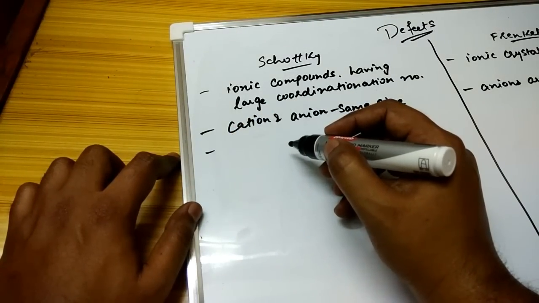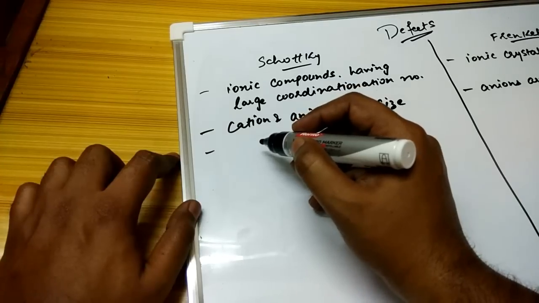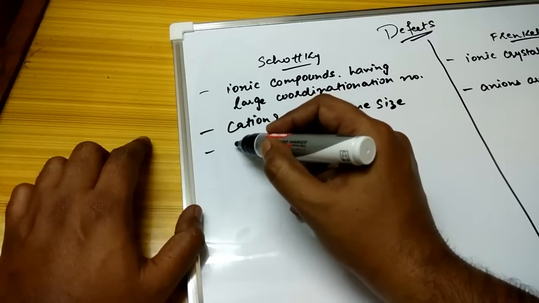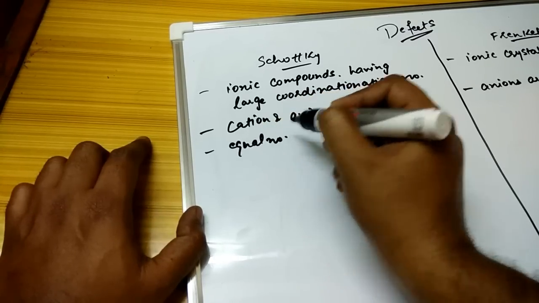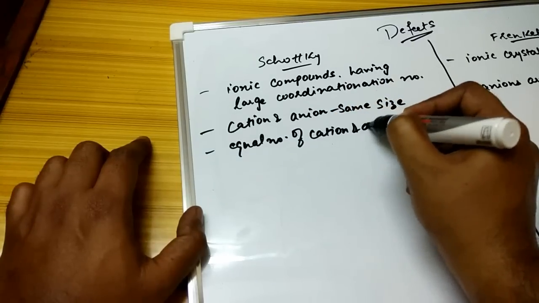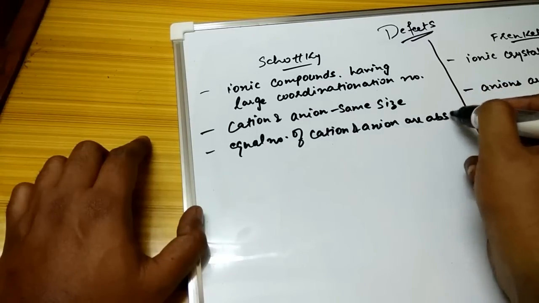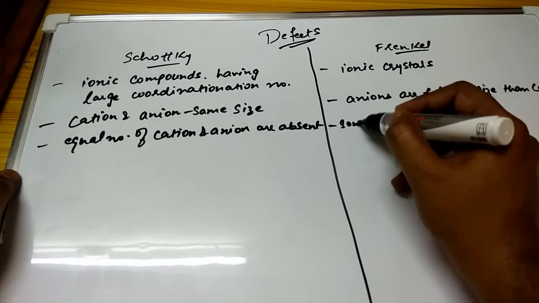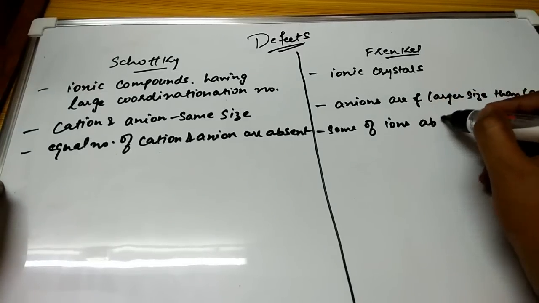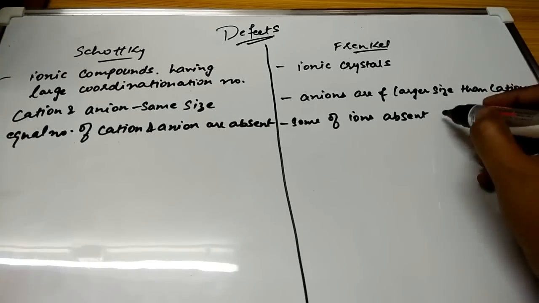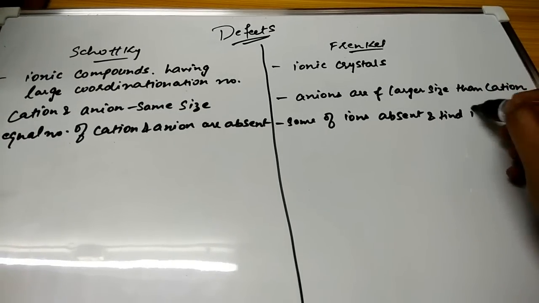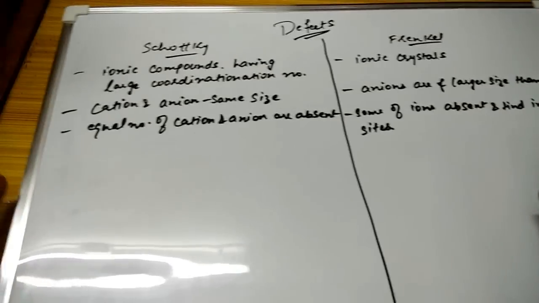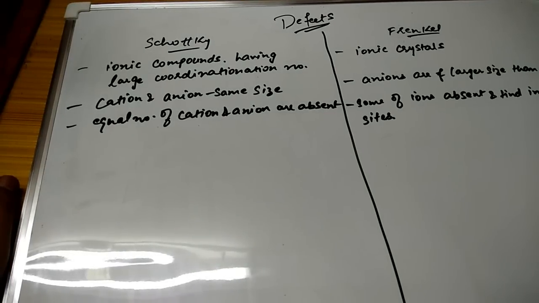As far as the matter of defect is concerned, there is something called vacancy. A vacancy exists in the lattice point. In this, equal number of cation and anion are absent. Whereas in case of Frenkel defect, some of the ions are absent and found in interstitial sites. That means they are somewhere between the lattice, but in spite of their mean position.